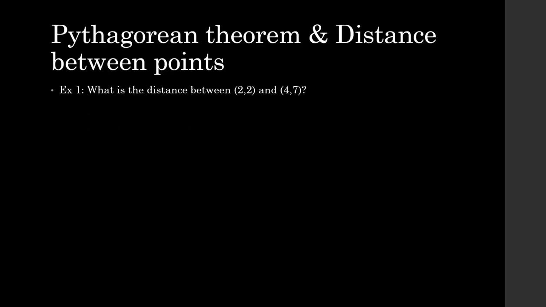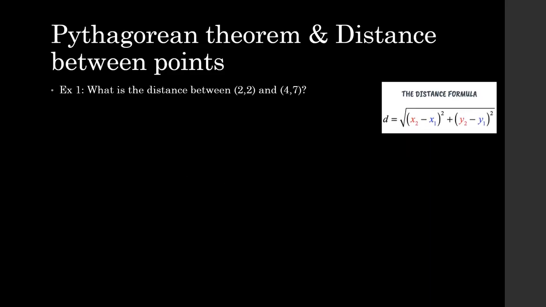So we have our first example. What is the distance between 2, 2 and 4, 7? A lot of people like to use this formula, which is d equals the square root of x2 minus x1 squared plus y2 minus y1 squared. It's fine. I use a different one. I'm going to show you guys in a minute.